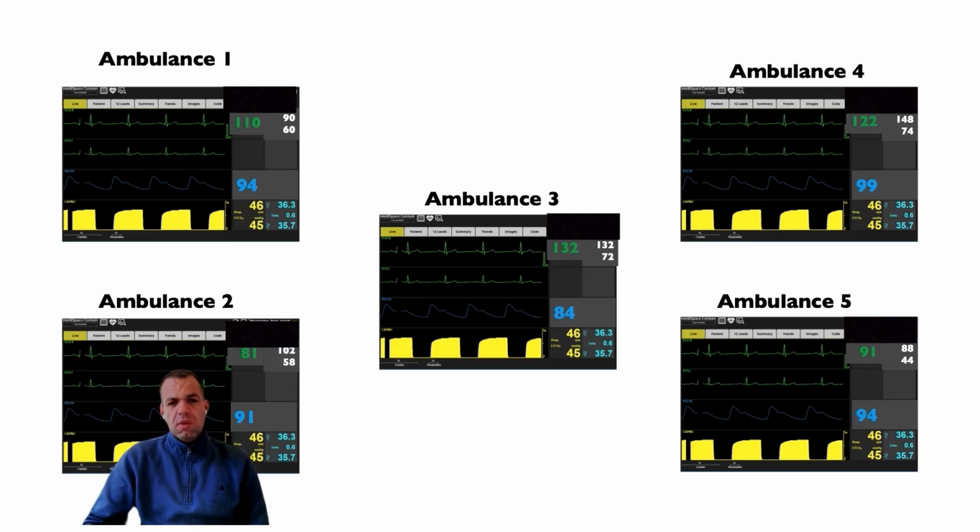It also means that our ambulances are freed up much quicker. We've dumped the data, we get them out there. So that can only be a good thing.